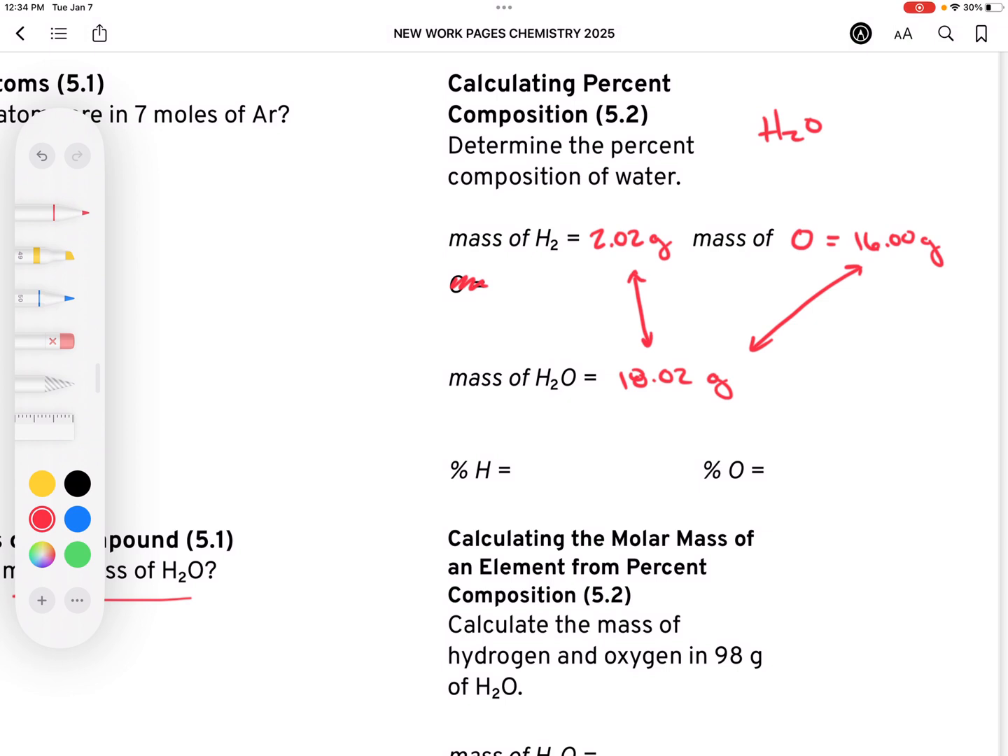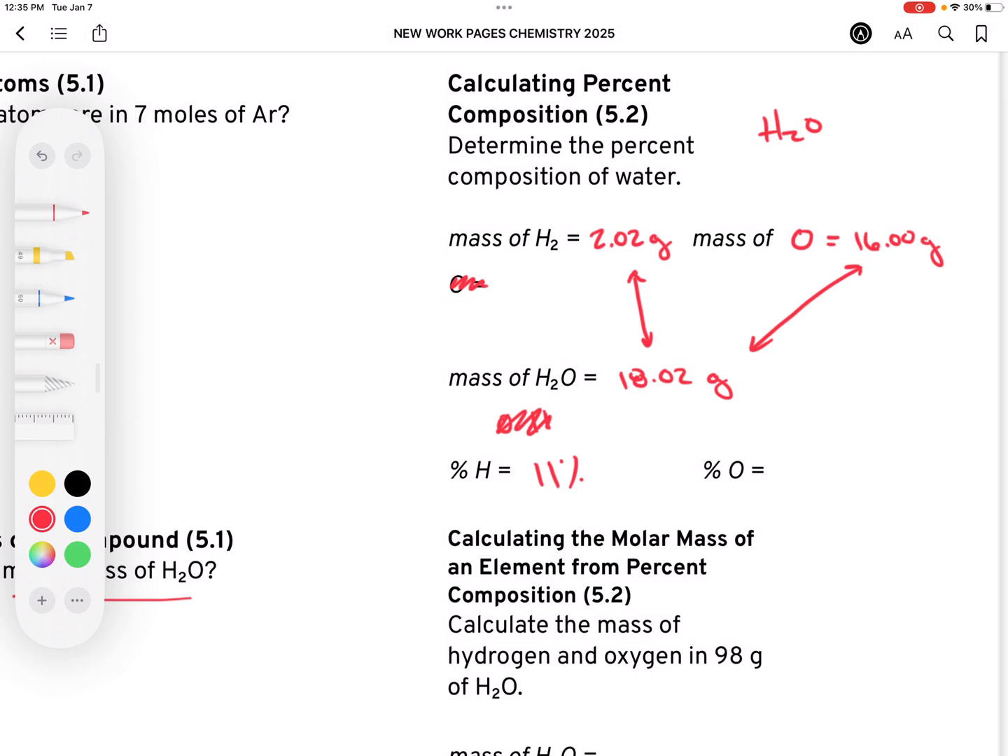And when we type them into our calculator, what we're going to do is do 2.02 and then divide that from 18.02. And then that will give me a value of 11%. Okay, in my calculator it comes out to be 0.11, but we want to work with a percentage. So what we're going to do is just convert that by moving the decimal over twice. So that's 11%.